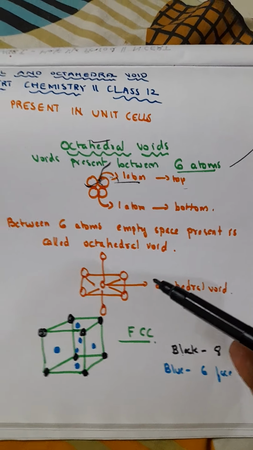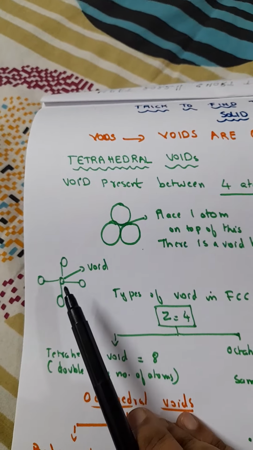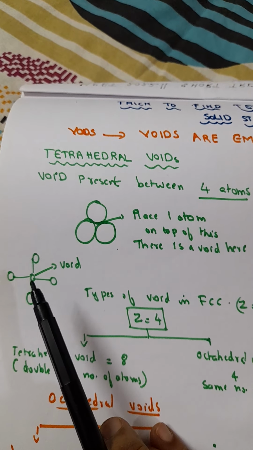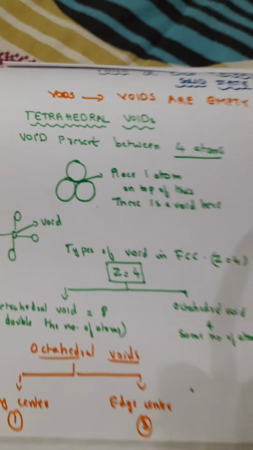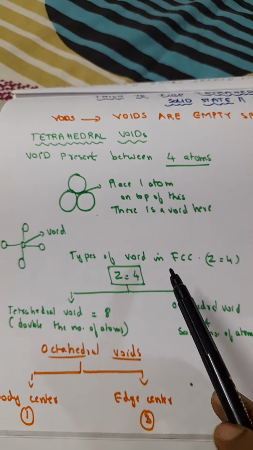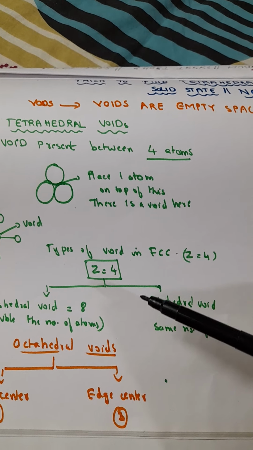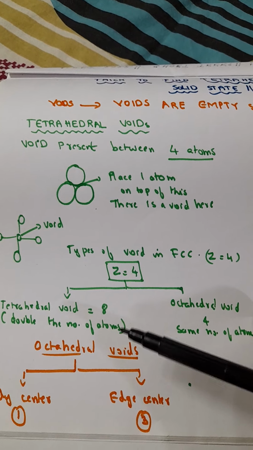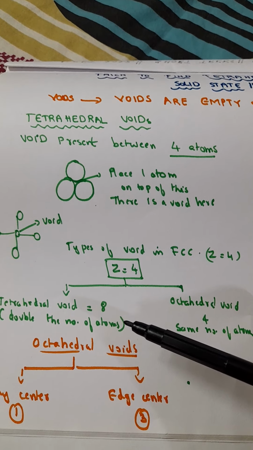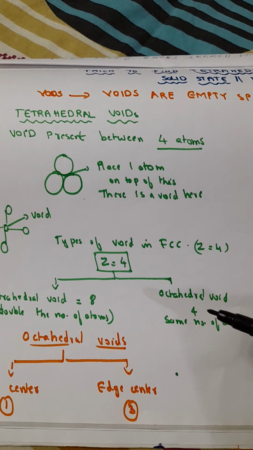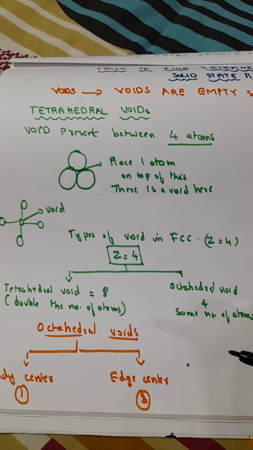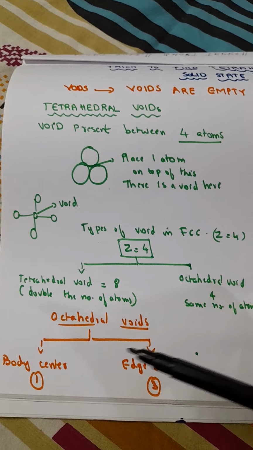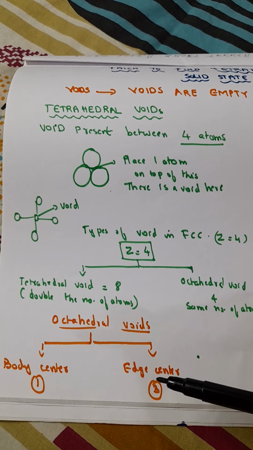And here we can see the figure, and this is the figure for tetrahedral void. 4 atoms are arranged and in between you can see the void. And we saw that if Z is equal to 4, number of atoms is 4 in FCC, then the tetrahedral void will be double the number of atoms, which is 8, and octahedral void will be 4, which is the same number of atoms. So, in octahedral voids, body centers and edge centers.